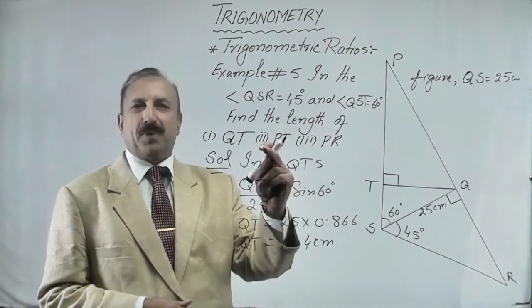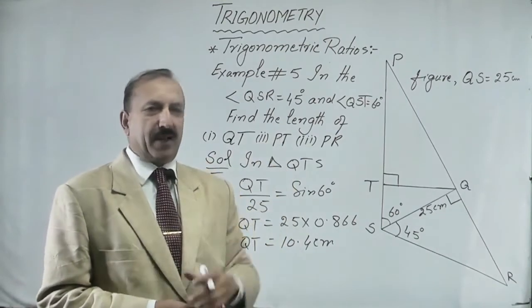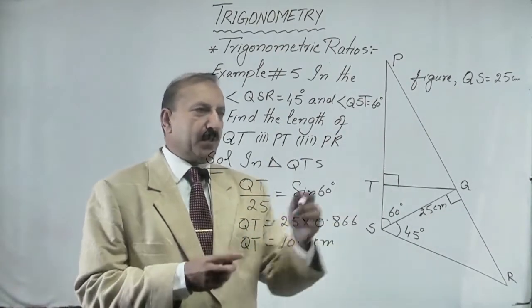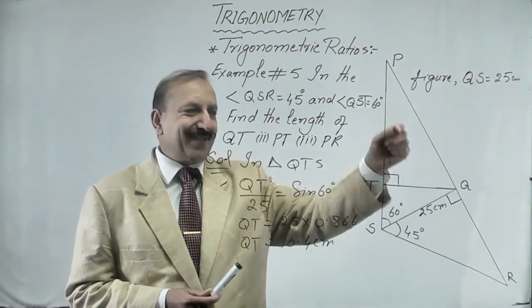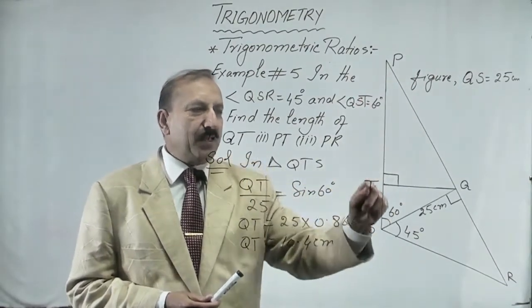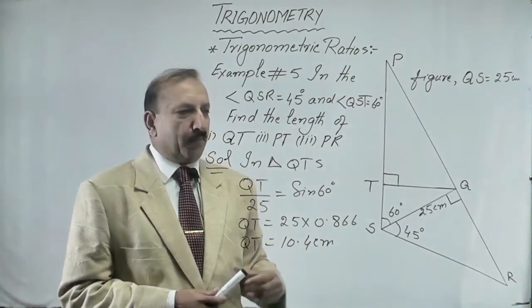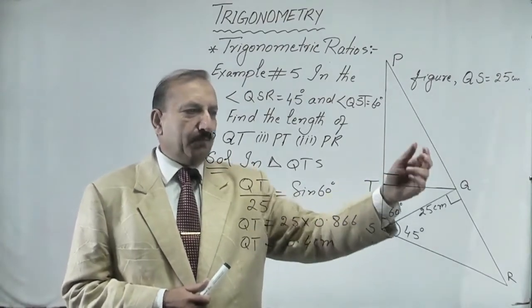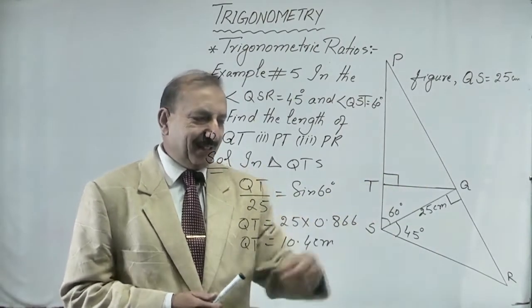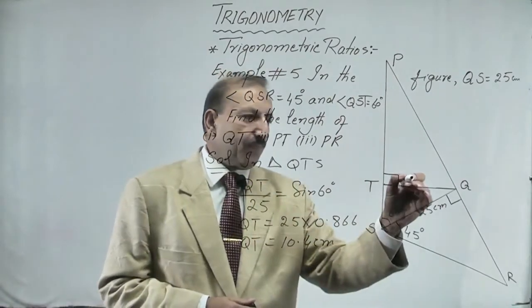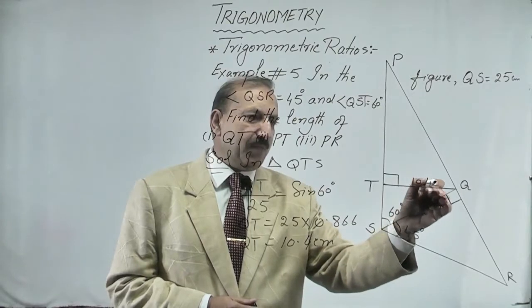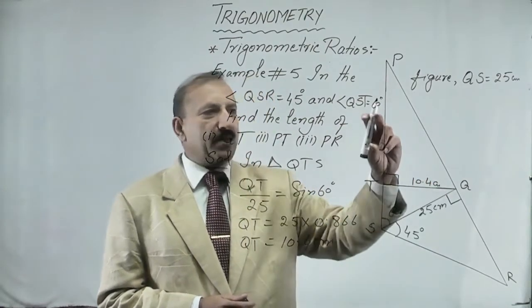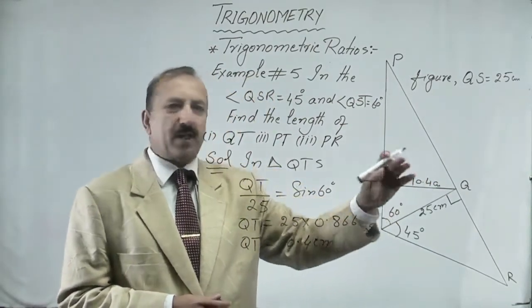Now look at the second part. This is PT we want to find, and here in this picture PT is here. This is PT, and that is in the triangle PTQ. But we see that we have only this side that we found in part 1. 10.4 is the measurement here, and this side we're going to find. We don't have other things.